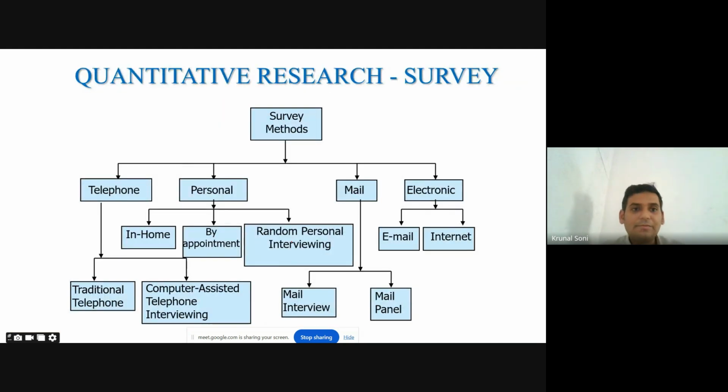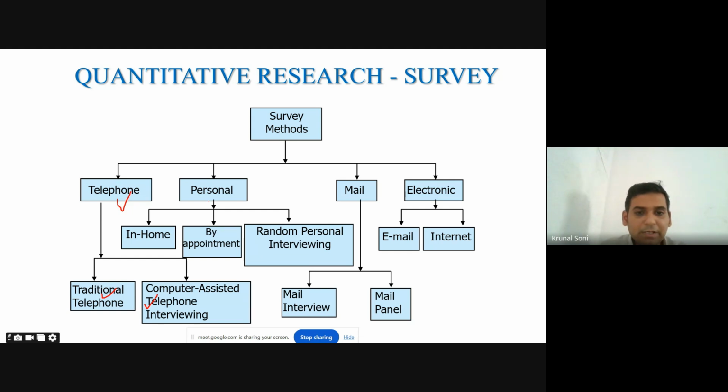If you are going for quantitative research through a survey, you must see this. If you are going for a telephonic interview, you can go for a traditional phone. You can ask questions, opinions, or people's perception on the telephone, and the same thing you can do with a computer assisted telephonic interview. Like we are attending this session on Google Meet. Google Meet is one of the computer assisted telephonic interviews. You can ask people what is your opinion, what is your perception, what is your takeaway.